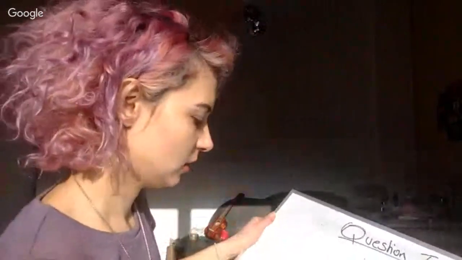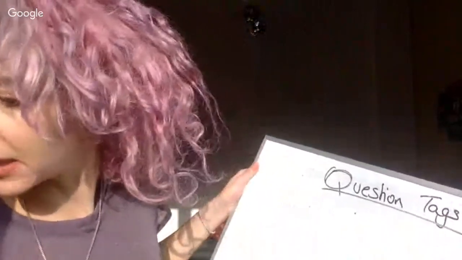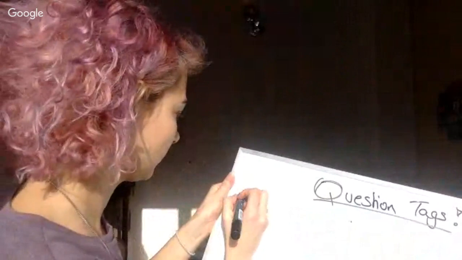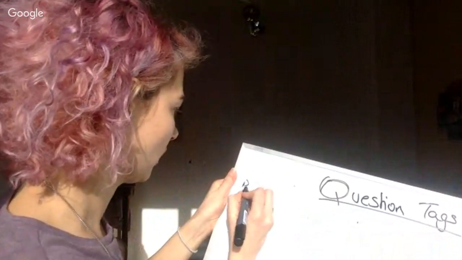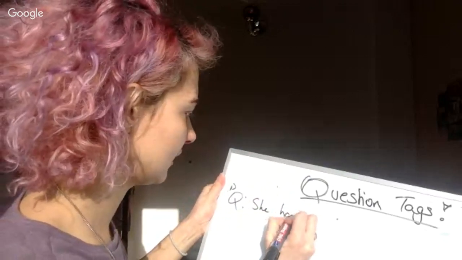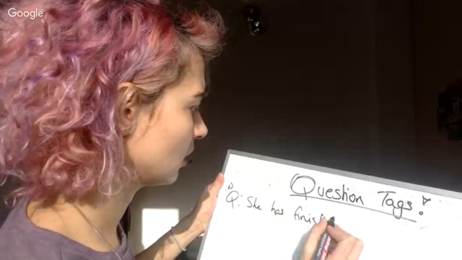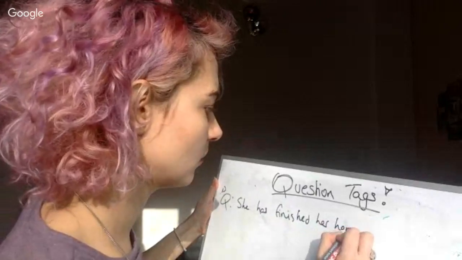But let's just practice with a couple more things, with a couple of different tenses. Now let's try a more difficult tense. Let's try present perfect. Okay, now let's try present perfect tense. The question is, she has finished her homework.